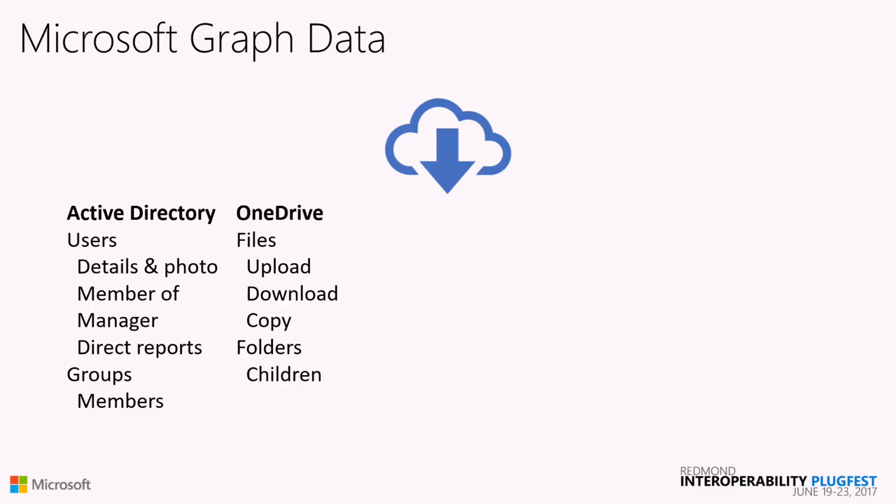But the really great part about Graph is that these two things used to be separate, right? You would go to the OneDrive API to access OneDrive stuff, and you would go to Azure Active Directory to access users and groups. With the Graph, you can actually link between them really, really easily. So a file, for instance, has an authored by field that you can use to traverse directly into Azure Active Directory and get the user that created that file.